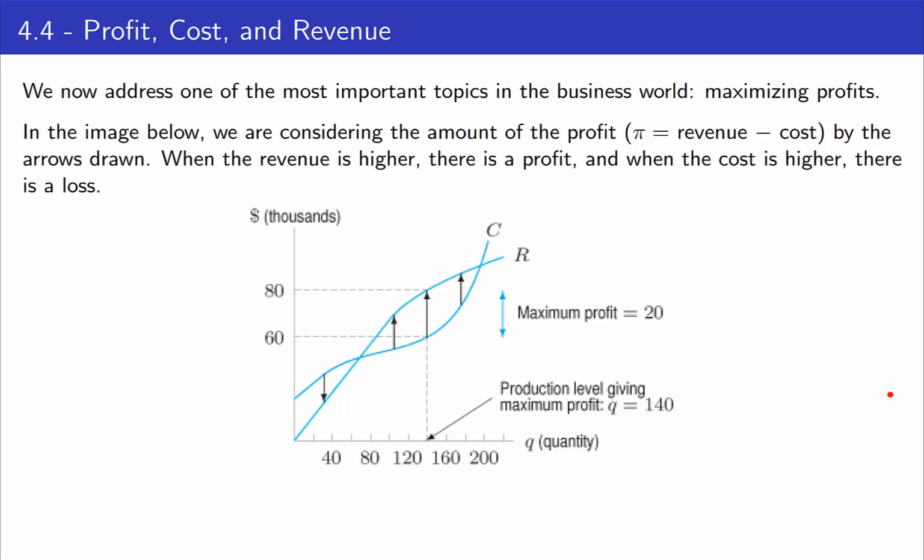Let's look at this image below. We've got a cost function and a revenue function given here, and we want to look at the profit. Remember, profit is revenue minus cost. And we can look at the profit by considering how far apart the revenue curve and the cost curve are. If we look around, we can see that the maximum profit occurs somewhere right around here, where the cost and the revenue are as far apart as possible. Because the revenue is higher, we have a maximum profit at about 140 or so.